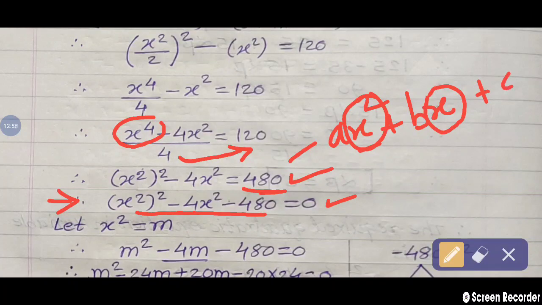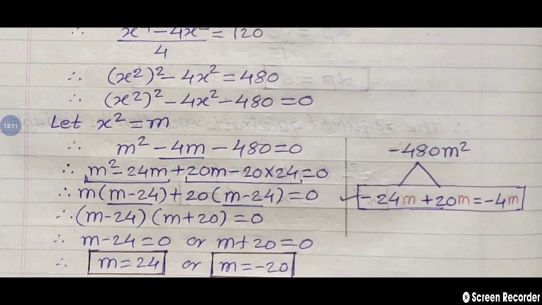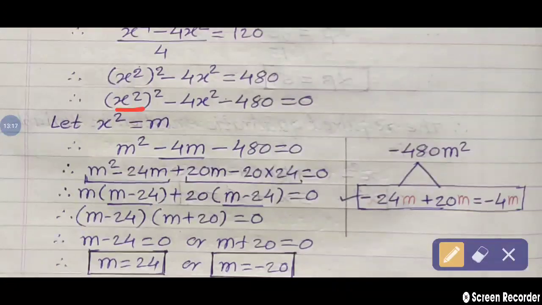C means constant. But here we have x square in brackets, so we are assuming x square is equal to one more variable, that is m. That's why we reduce this equation to that standard form. So at the place of x square we are substituting one more variable m. So our new equation is formed here.